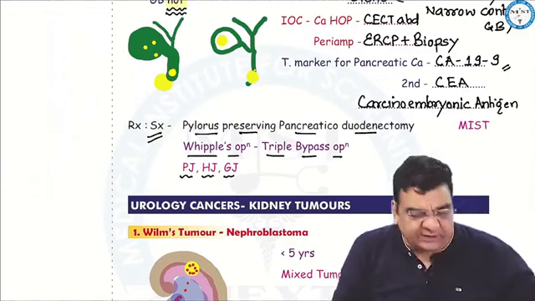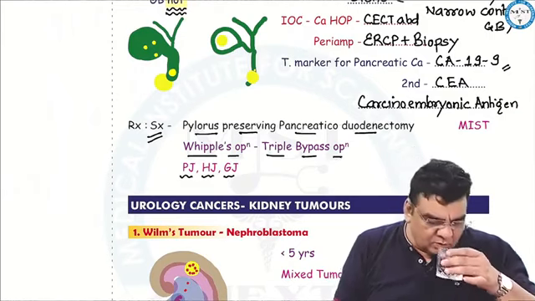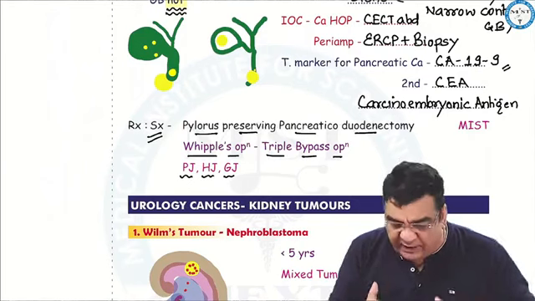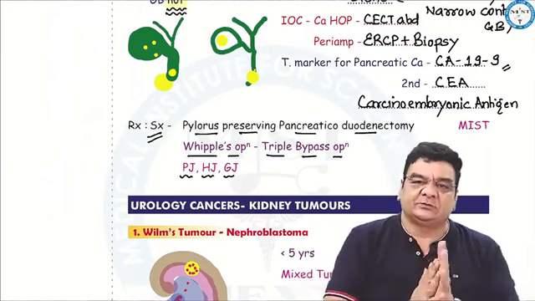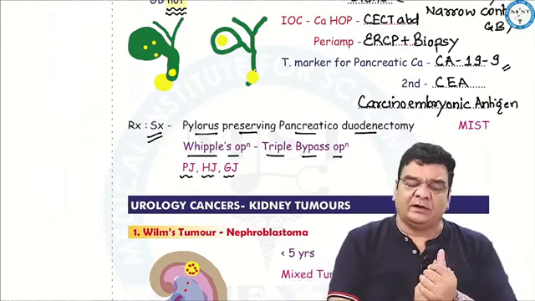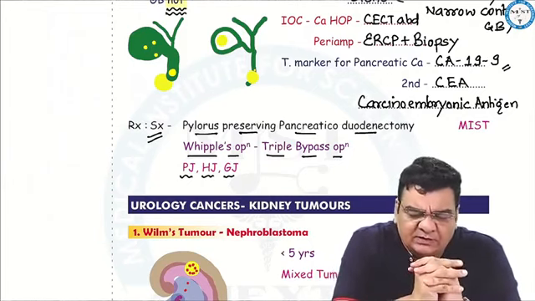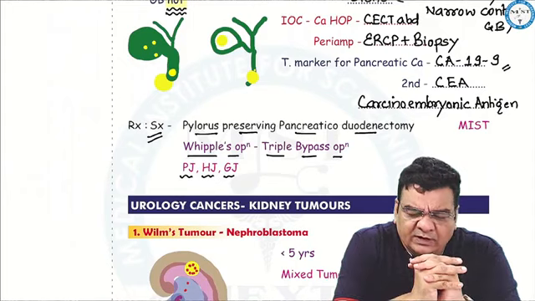Moving from GIT cancers, if we quickly rewind these colorectal malignancies, anal canal, gallbladder and pancreatic malignancies. Colorectal malignancy, most common it is the adenocarcinoma, most commonly the rectosigmoid area.